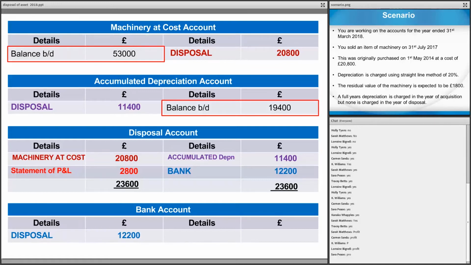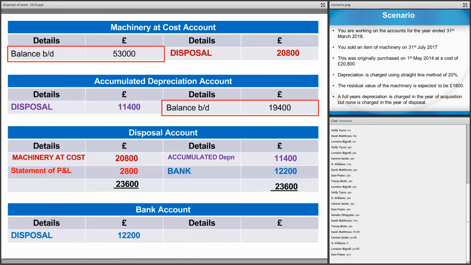Stop getting bogged down with it. Yeah, don't read too much into it. Use your knowledge and make sure that you've completed it step by step. So for instance, if I were an examiner and I said, just do me the machinery cost account and the disposal account, if you've actually worked through it step by step on a piece of paper, it would be quite easy then for you to put those figures in.